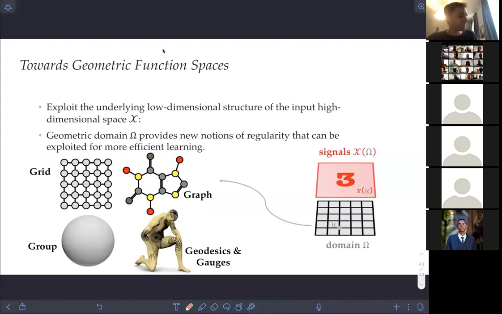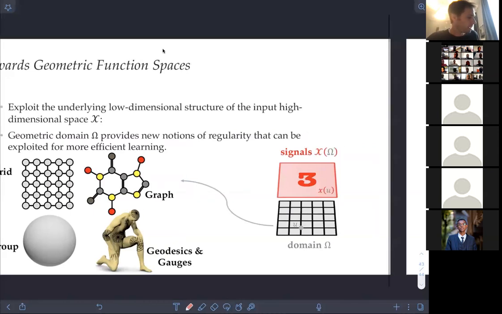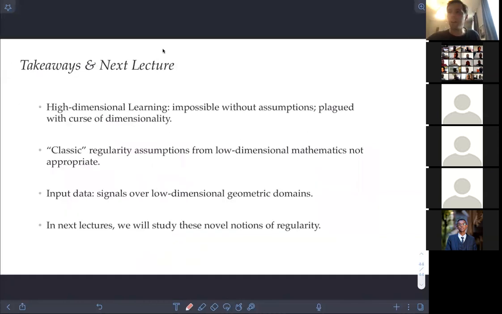So the key question is: can we now exploit this geometric domain to find new notions of regularity that we can use to overcome these limitations that I just showed you on classical function spaces? So just as a takeaway, and this is the last slide.